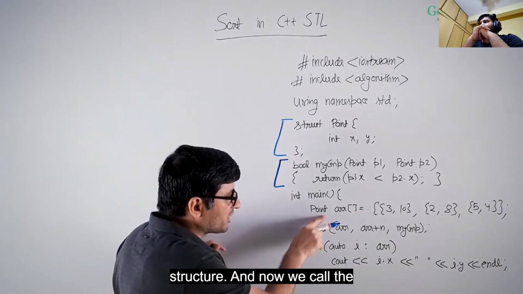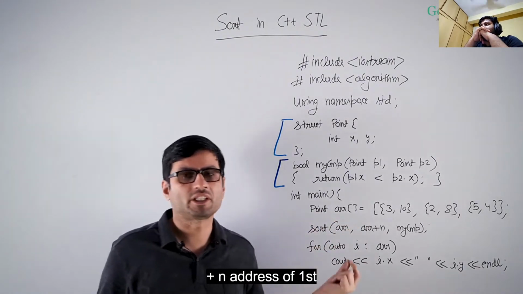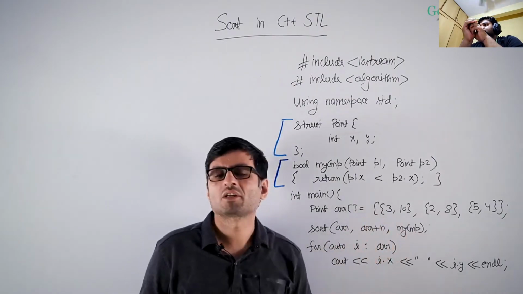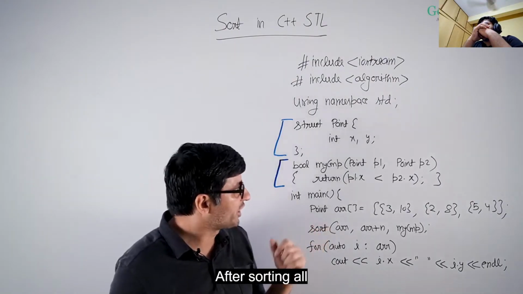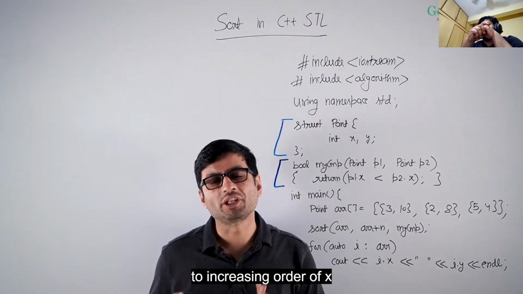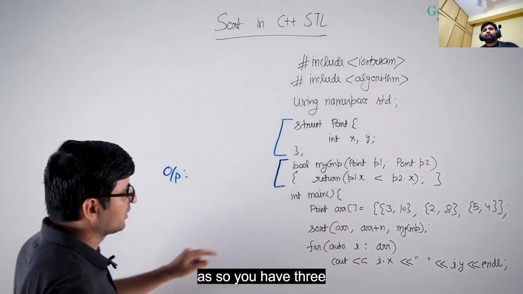So we create an array of the structure and now we call the sort function using the same parameters, array and array plus n, the address of the first element and the address of an element beyond the last element, and we pass our own comparison function as the third parameter. After sorting, all the elements of this array will be sorted according to increasing order of x value. So when you print the output, you are going to get the output as, so you have three values.